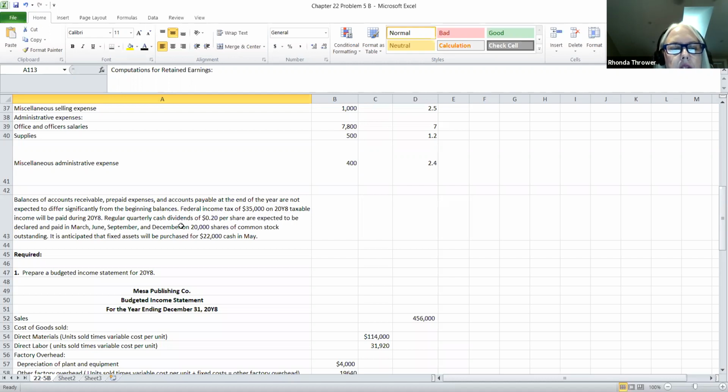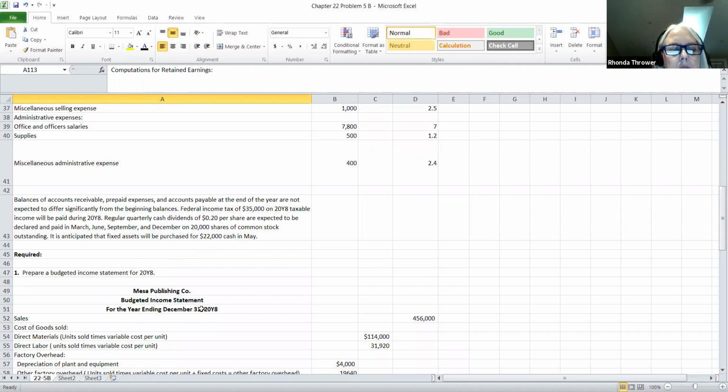Regular quarterly cash dividends of 20 cents per share are expected to be declared and paid in March, June, September, and December on 20,000 shares of common stock that are outstanding. It is anticipated that fixed assets will be purchased for $22,000 in cash in May. So what they want you to do is to prepare a budgeted income statement for the entire year 2008.